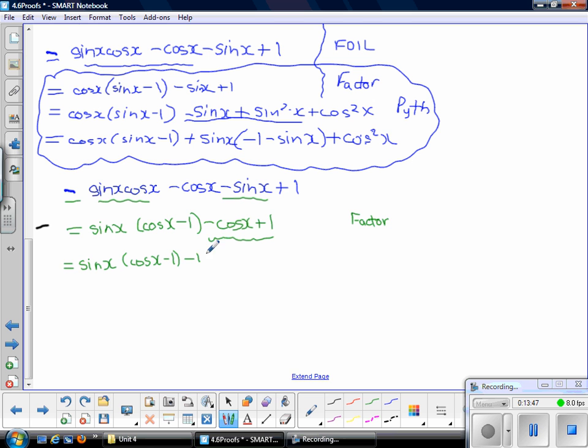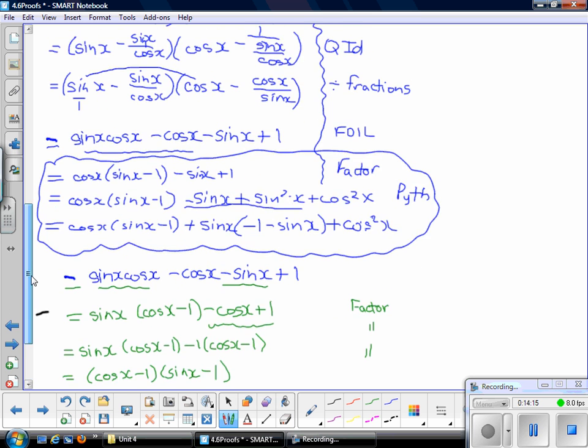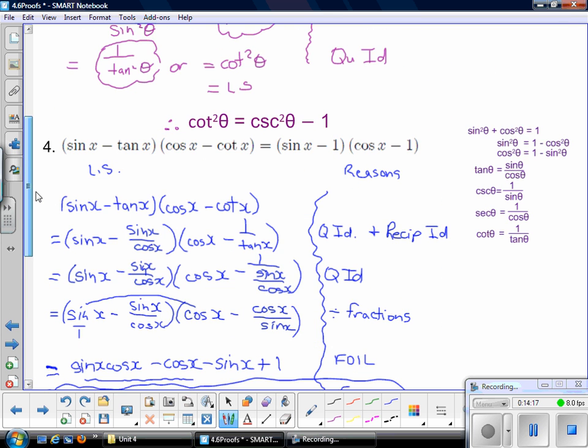-1, I would have a positive cos x and a -1. So again, I'm factoring. You can see that I have two brackets that are the same, so I'm factoring them out. And when I factor it out of this one, I'm left with sine x. When I factor it out of the last bit, I'm left with a -1. And again, that's factoring, and amazing. Wow, look, it does equal the right side.